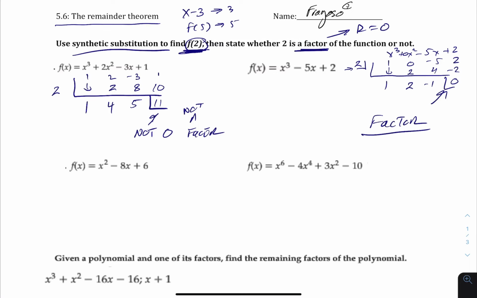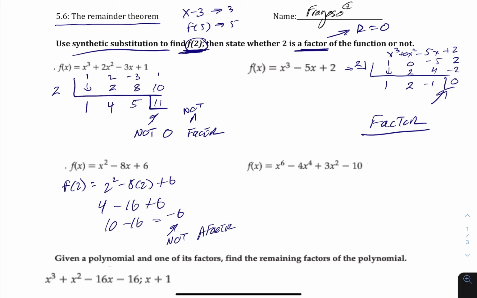Remember anything about synthetic division? That's one way to do it. Synthetic substitution, I guess. Another way to do it is just plug in 2: 2 squared minus 8 times 2 plus 6. It gives you the exact same thing. That's the whole point of the remainder theorem. So in this case, I get 10 minus 16. I get -6. So not 0, so not a factor.